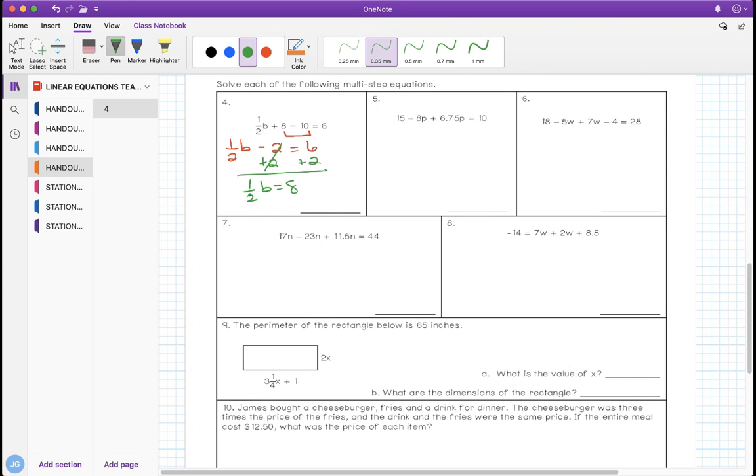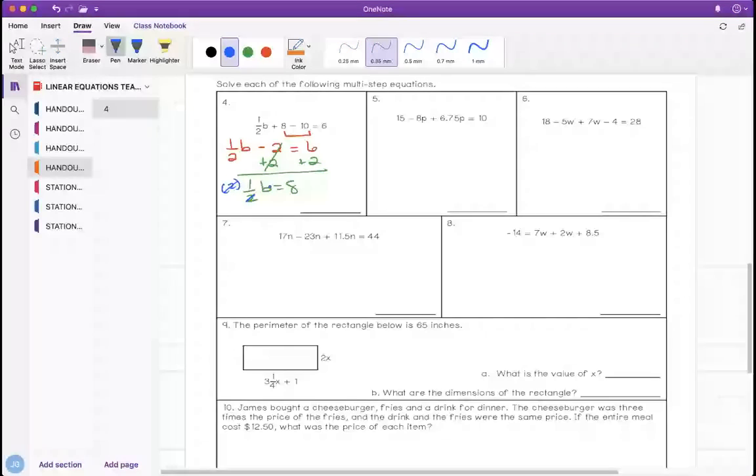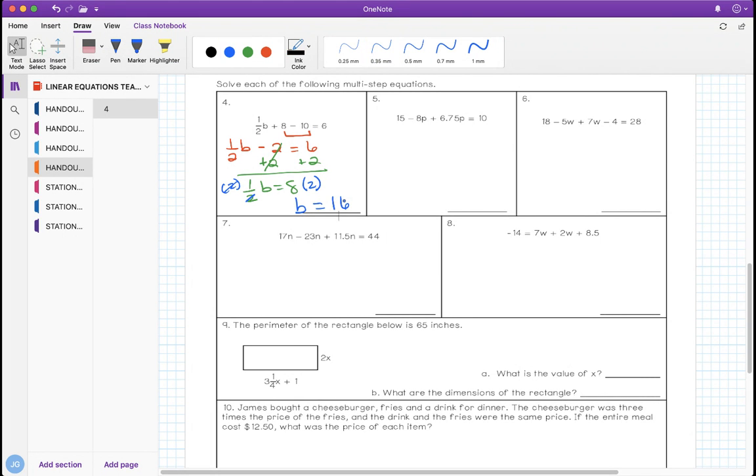Now, since my numerator here is a 1, I don't really need to divide and then flip its reciprocal. I could just go ahead and multiply out this 2. If I multiply out this 2, I cancel this, leaving me with a 1b, which is just b. But what you do to one side, you do to the other. So 8 times 2 equals 16.